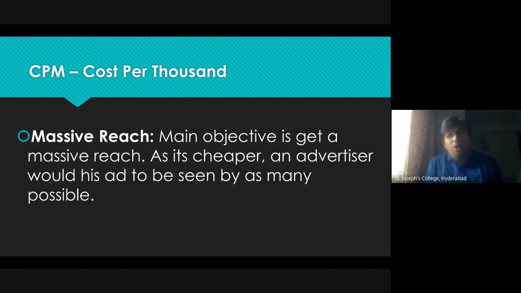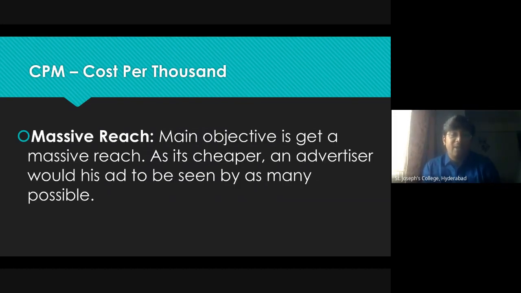So what are the objectives or what are the features? Why do people use CPM? One of the main objectives why people use CPM is to have a massive reach of their brand, to make sure their brand is being seen by as many people as possible.